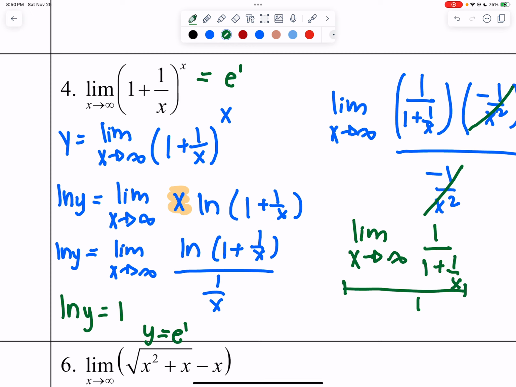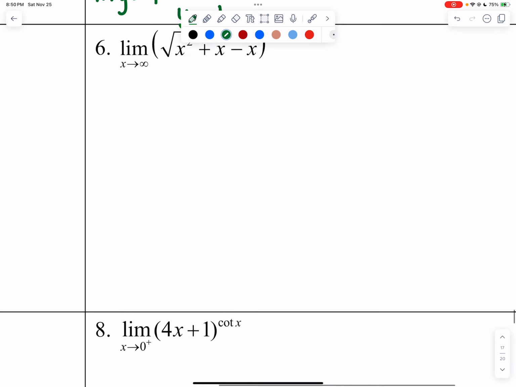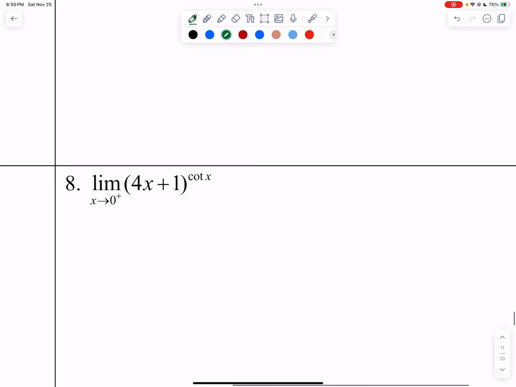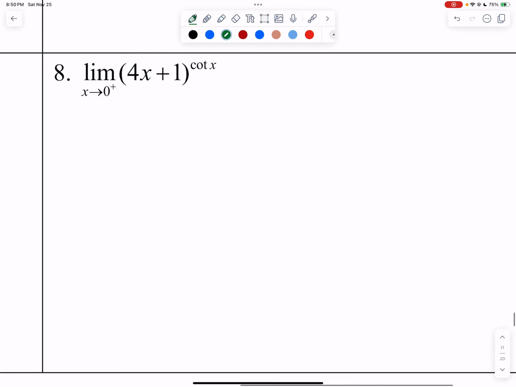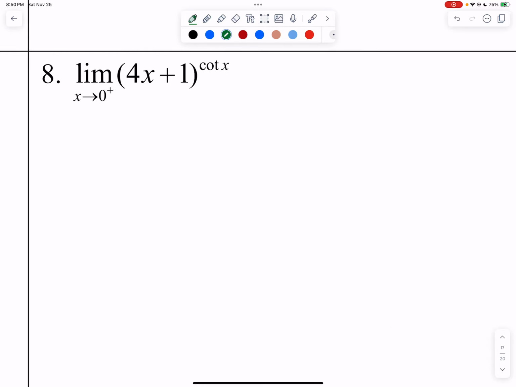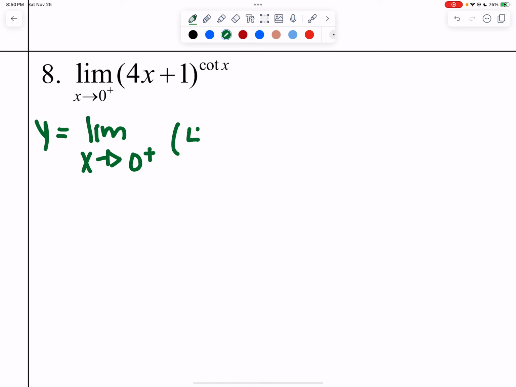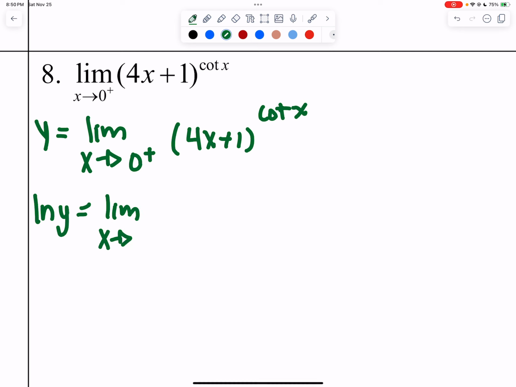All right, I'm going to do one more in terms of something like that where we have to use logarithmic differentiation. So something like number 8 here. I have y is equal to the limit as x approaches 0 from the right, 4x plus 1 to the cotangent of x. Using logarithmic differentiation, because of a function to a function, I have ln of y is equal to the limit as x approaches 0 to the right of cotangent of x times ln of 4x plus 1.